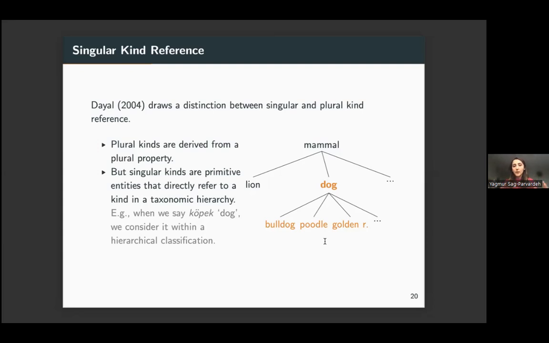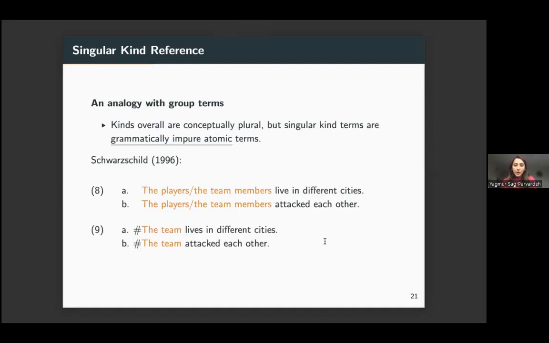So this is what we call taxonomic hierarchy. And when we do singular kind reference, we are referring to some nodes in that hierarchy. So these are primitive entities, not derived from properties. To better understand this, there is an analogy with group terms. Let's talk about that. Compare the players versus the team.